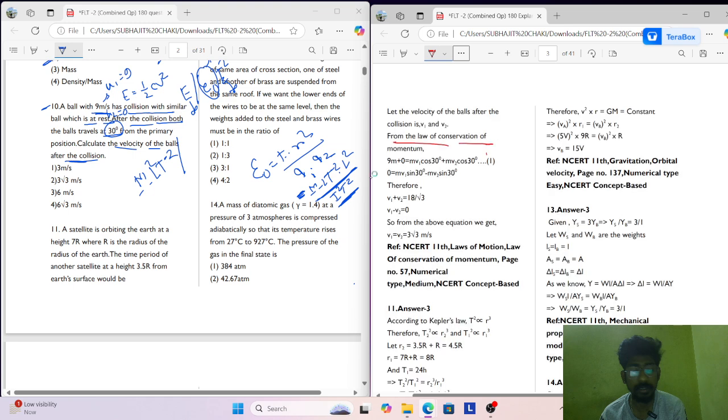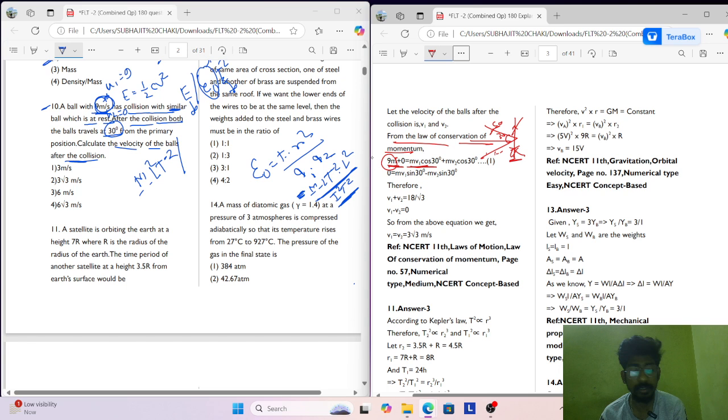The law of conservation of momentum says, in the first case, let the mass of the first ball be m. For the second ball it will be m also because they are similar, that means their masses will be equal. So for the first case, mv will be equal to 9m. For the second ball it will be 0 because velocity is 0. After collision, they are traveling at 30 degrees, so this will be the cos component. The sine components will cancel out each other, so we don't need to take the sine component.